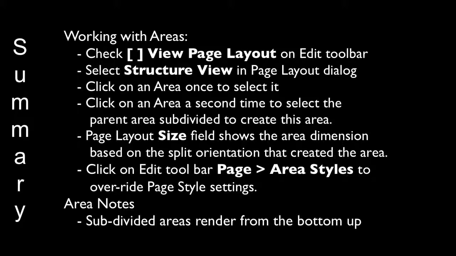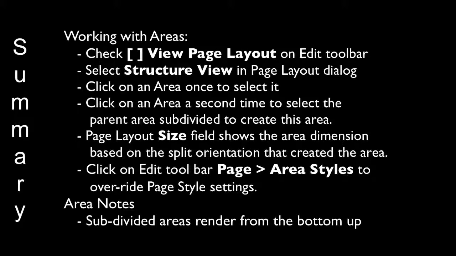The Size field in the Page Layout dialog shows the size of the currently selected area or parent area. The dimension of the split orientation is set here. For example, when first splitting the page, if the split orientation is horizontal, then the width of the area is set. If you split an area vertically, then the height of the area is set.